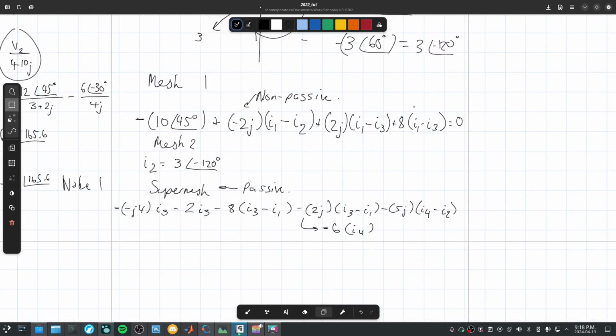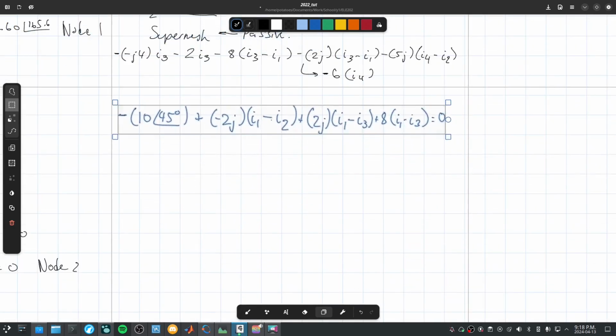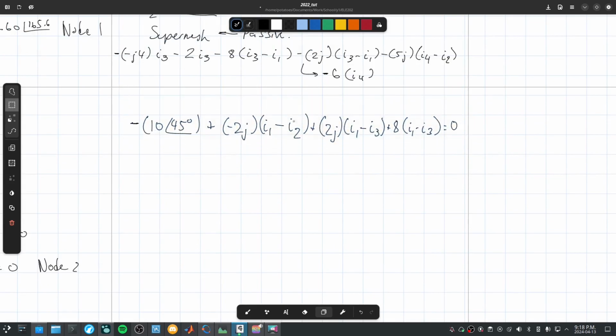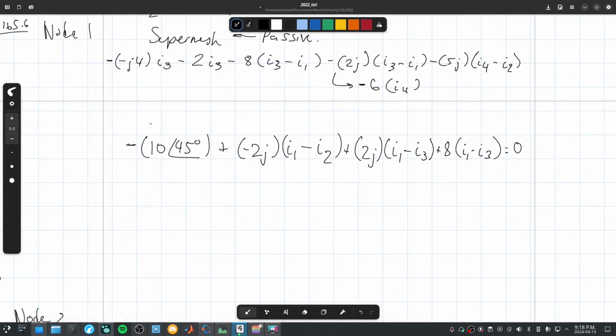There you go. Let's simplify mesh 1. So this is mesh 1. Simplify. So this one, again, put into your calculator, minus 10 with a phasor of 45. Put it into polar form. You get 10 with a phasor of negative 135 degrees.